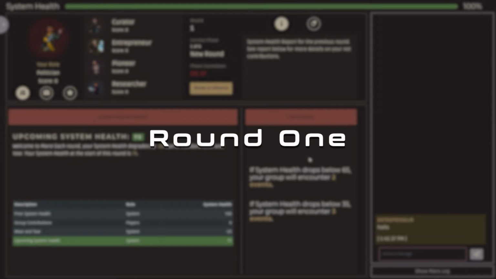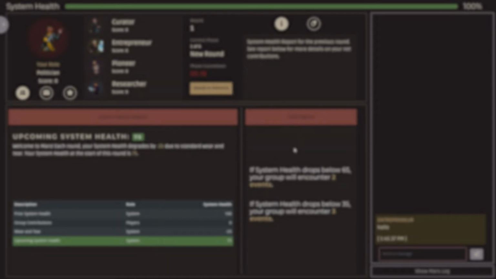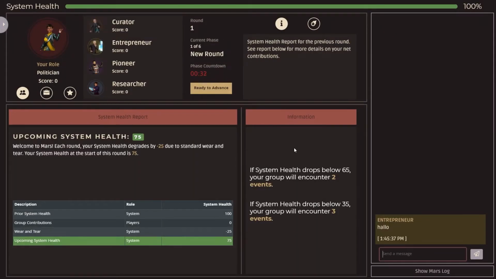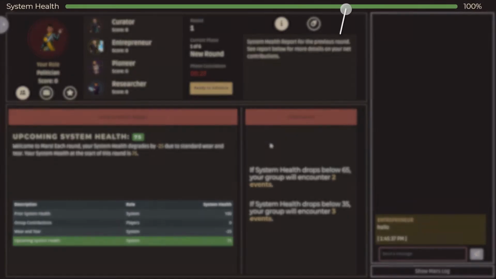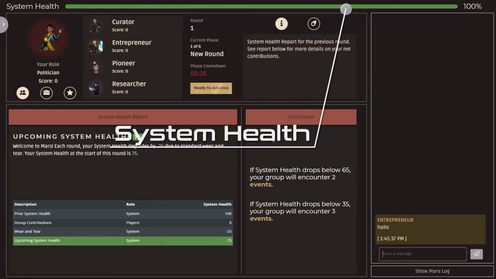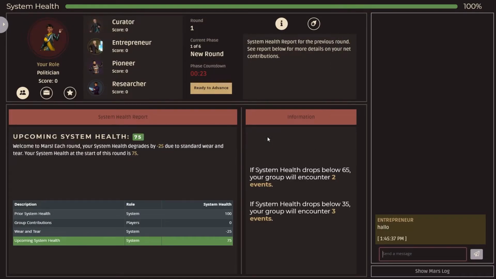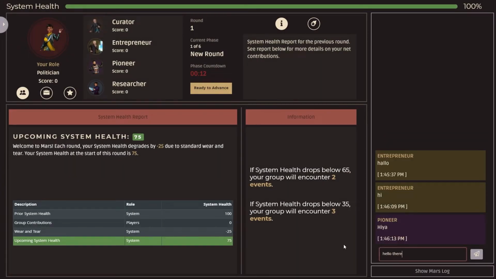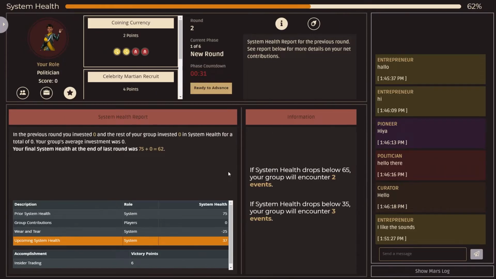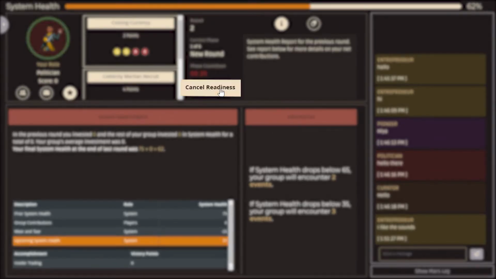Port of Mars, Anatomy of a Round. 1. New Round. In this phase, you will receive a report on system health. The game begins with system health at 100, representing the peak well-being of the habitat and its resources. At the start of each round, system health drops by 25 points. This is due to normal wear and tear of the infrastructure and consumption of resources. Once you've read the report, click Ready to Advance.